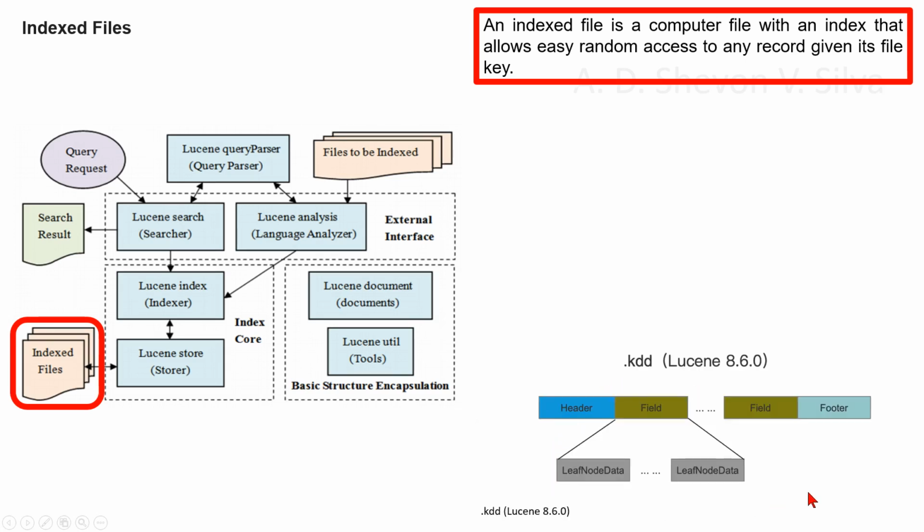Here you can see the .kdd file in Lucene 8.6.0. The data structure of .kdd is here. Leaf node data describes the information of a leaf node. You can see there is only leaf node data in the .kdd file, and the default maximum number of points in each leaf node data is 512.